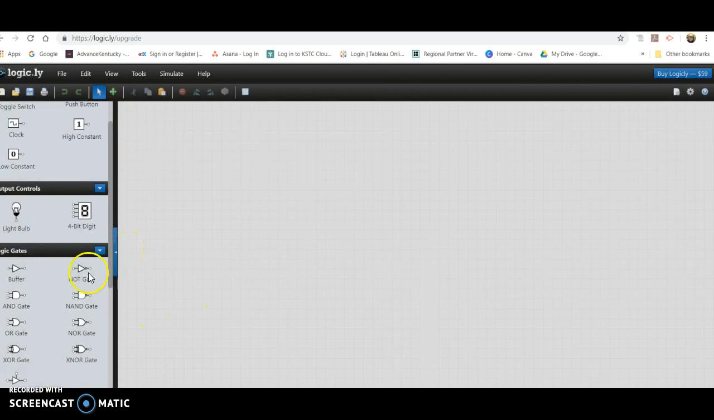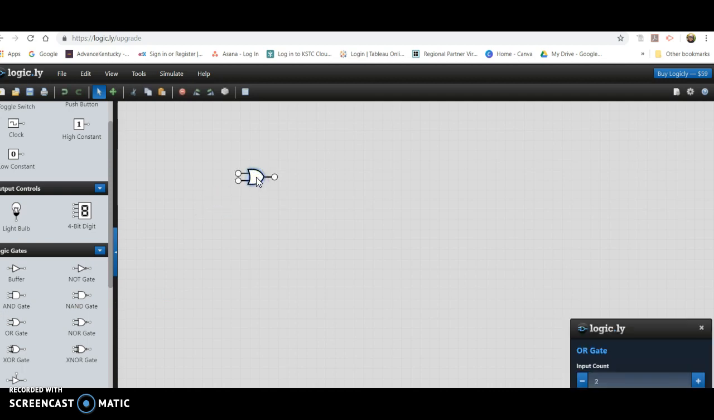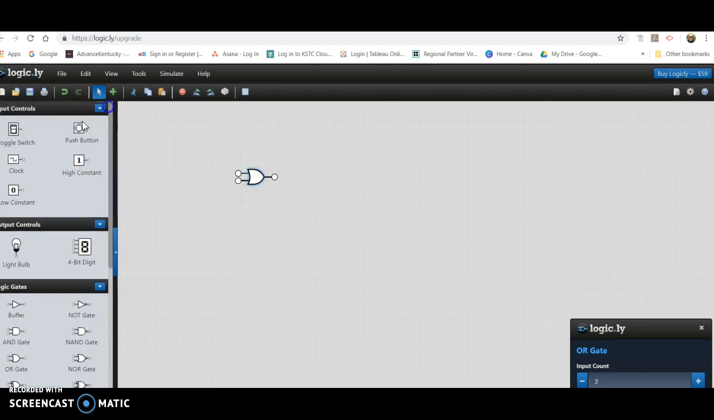Okay, now let's talk about the OR gate. And notice that the OR gate looks a little different in that the sides are rounded and the bottom is also rounded. We're going to take a couple of switches for our input.